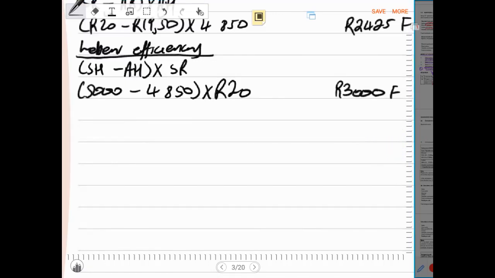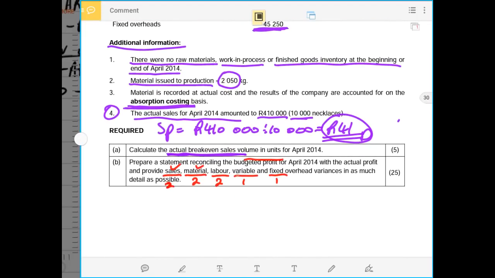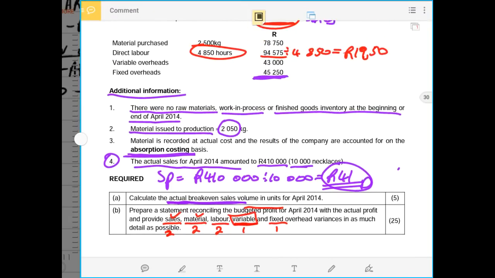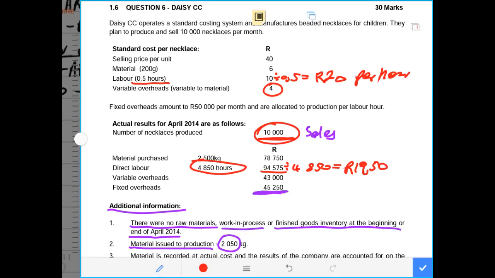Then another variance that we must account for is the variable overheads variance. Our variable overheads variance will be very similar to labor, sometimes not similar, depending on the absorption base, the base to which our variable overheads are absorbed. In this case, we have our standard cost per unit. So now we need to know our standard cost in total.